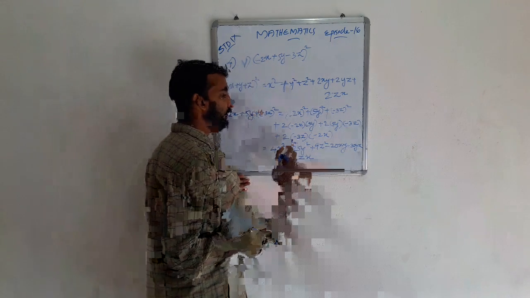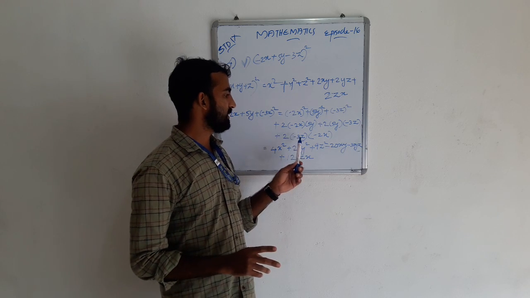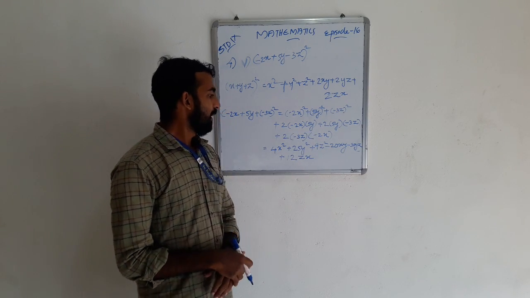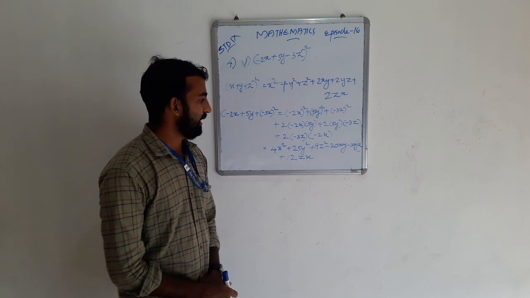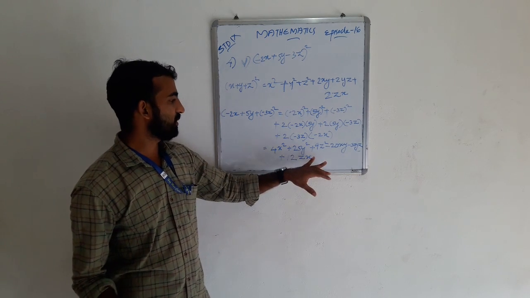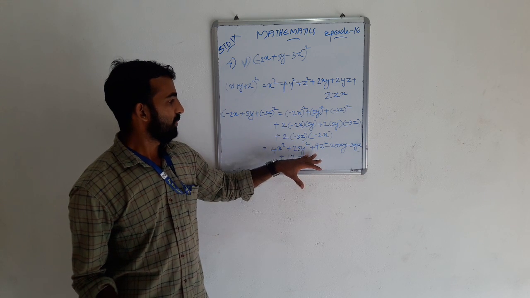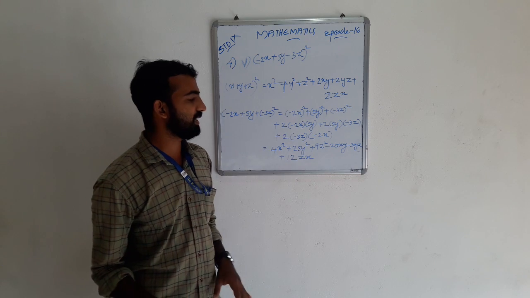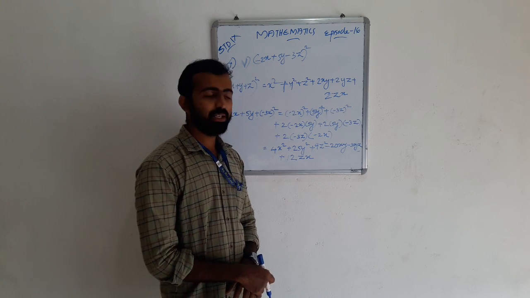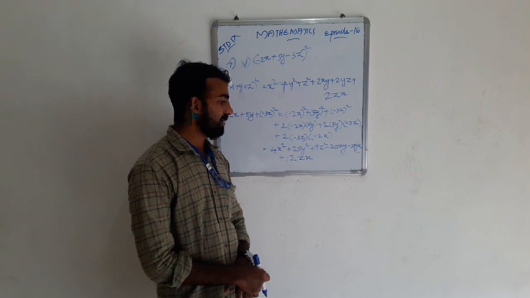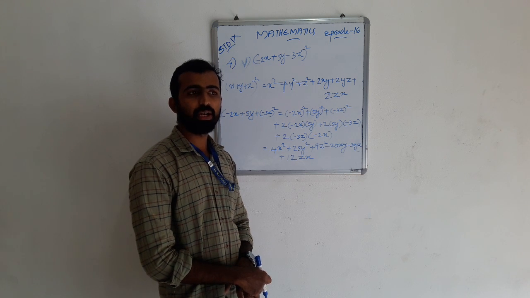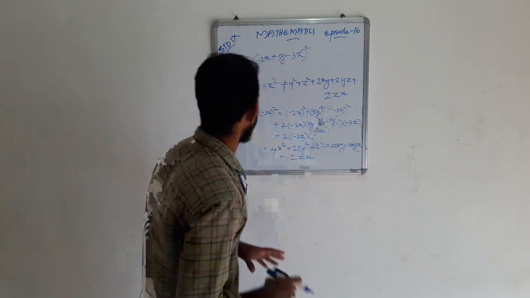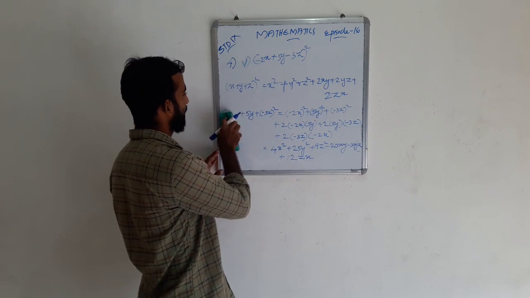This 2 into negative 3 we get negative 6, negative 6 into 2 we get negative 12, that is we get plus 12zx, that is 4x square plus 25y square plus 9z square minus 20xy minus 30yz plus 12zx. Is it? Yes. That is the solution for fifth one.